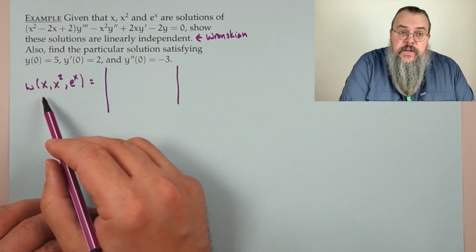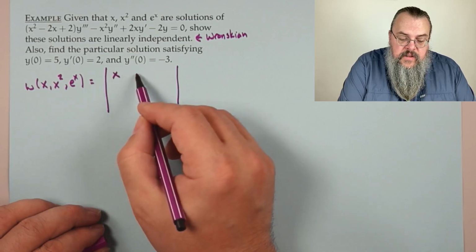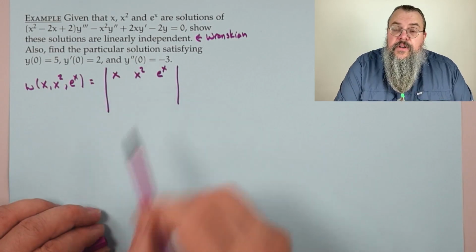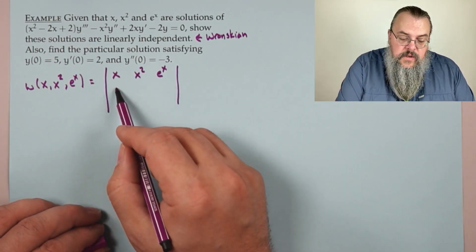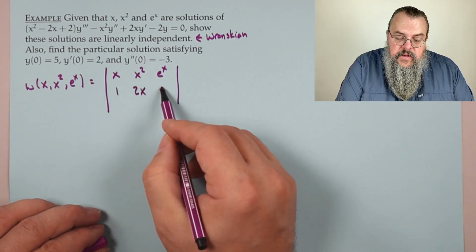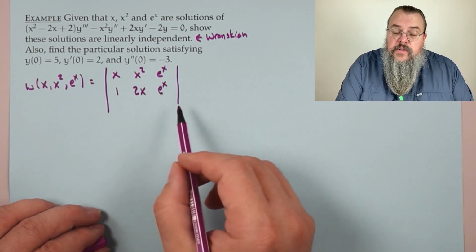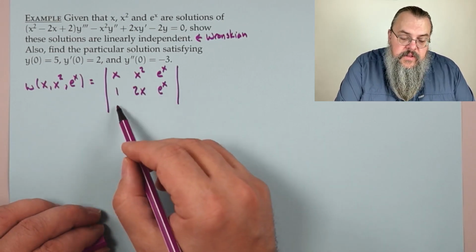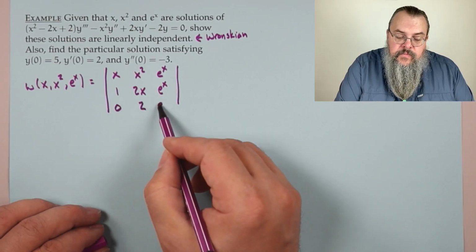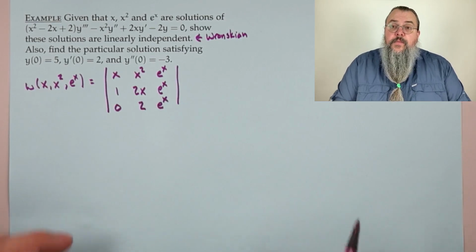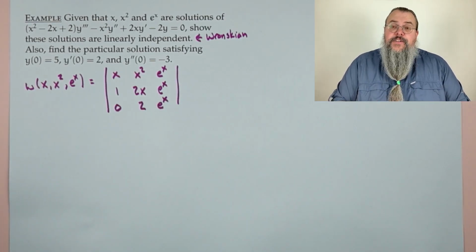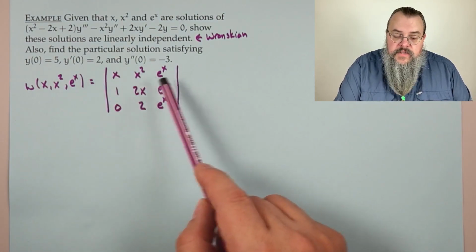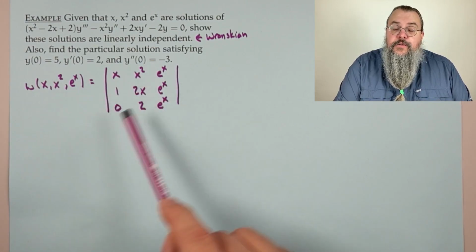In the first row, you write the functions, x, x squared, e to the x. In the second row, you write the derivatives of those functions, 1, 2x, e to the x. In the next row, you write the derivatives of the derivatives, right? So every row, you keep taking another derivative: 0, 2, e to the x. And we stop. Now, how do we know we should stop here? We want something square. Since there are 3 columns, 3 functions, we'll want 3 rows.